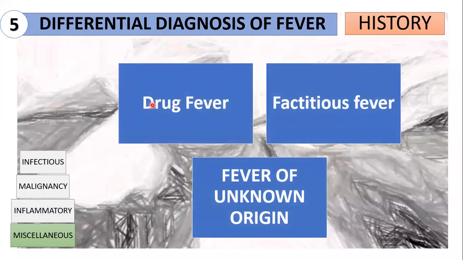As for miscellaneous, we have three: the drug-induced fever, factitious fever, and fever of unknown origin. Factitious is also known as imaginary fever. It is just a subjective complaint of the patient that upon physical examination, there is actually no fever.